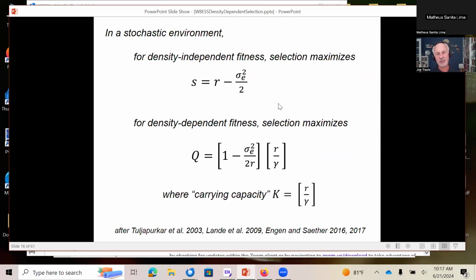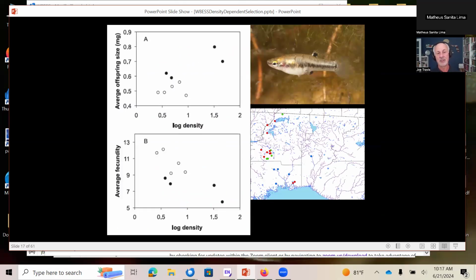Now, the theory is also agnostic as to the traits under selection. Notice that this is really theory for what selection maximizes, not how individual traits might be favored at different densities. So, for example, when we have situations like this one, and this is a graph of some data from the least killifish, Heterandria formosa, which I've studied extensively in North Florida.